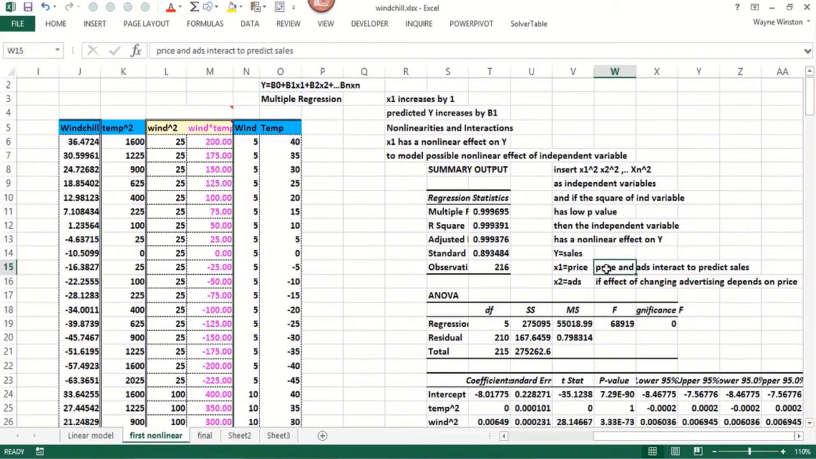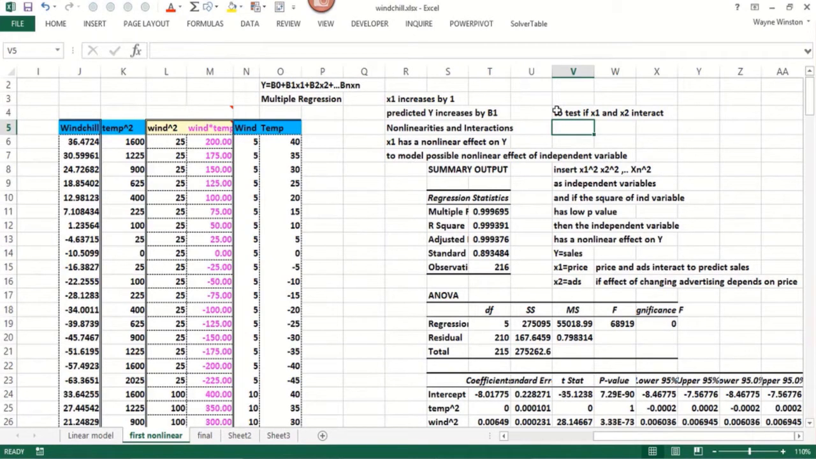But in real life, probably price and advertising do interact. I would think if you increase the advertising at a really high price, it doesn't help. But at a low price, it probably helps more. So how do you test for interaction? This happens a lot in the sciences, to try and determine the effect of, let's say, pressure and temperature on yield of a process. Pressure and temperature may interact.